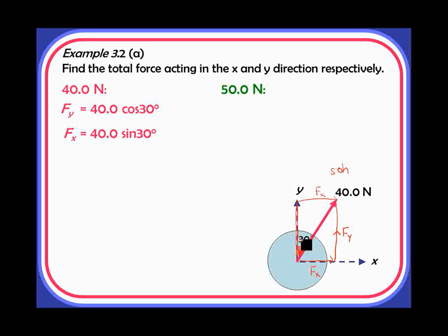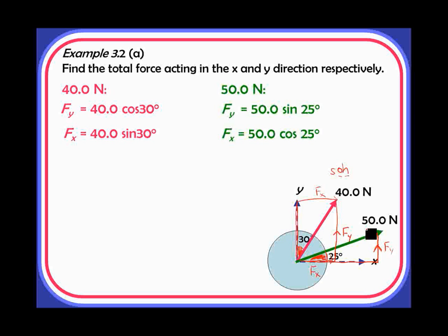Okay, now let's take a look at the 50 Newton. You're going to do the same thing. The angle is given here. So I can draw my Fx here and then the Fy here. So the Fy will be opposite of the angle. Opposite and hypotenuse will give you sine. So the Fy will be sine. Then the Fx will be adjacent over hypotenuse, so that will be cosine. So Fy will be 50 sine 25. Fx will be 50 cosine 25.